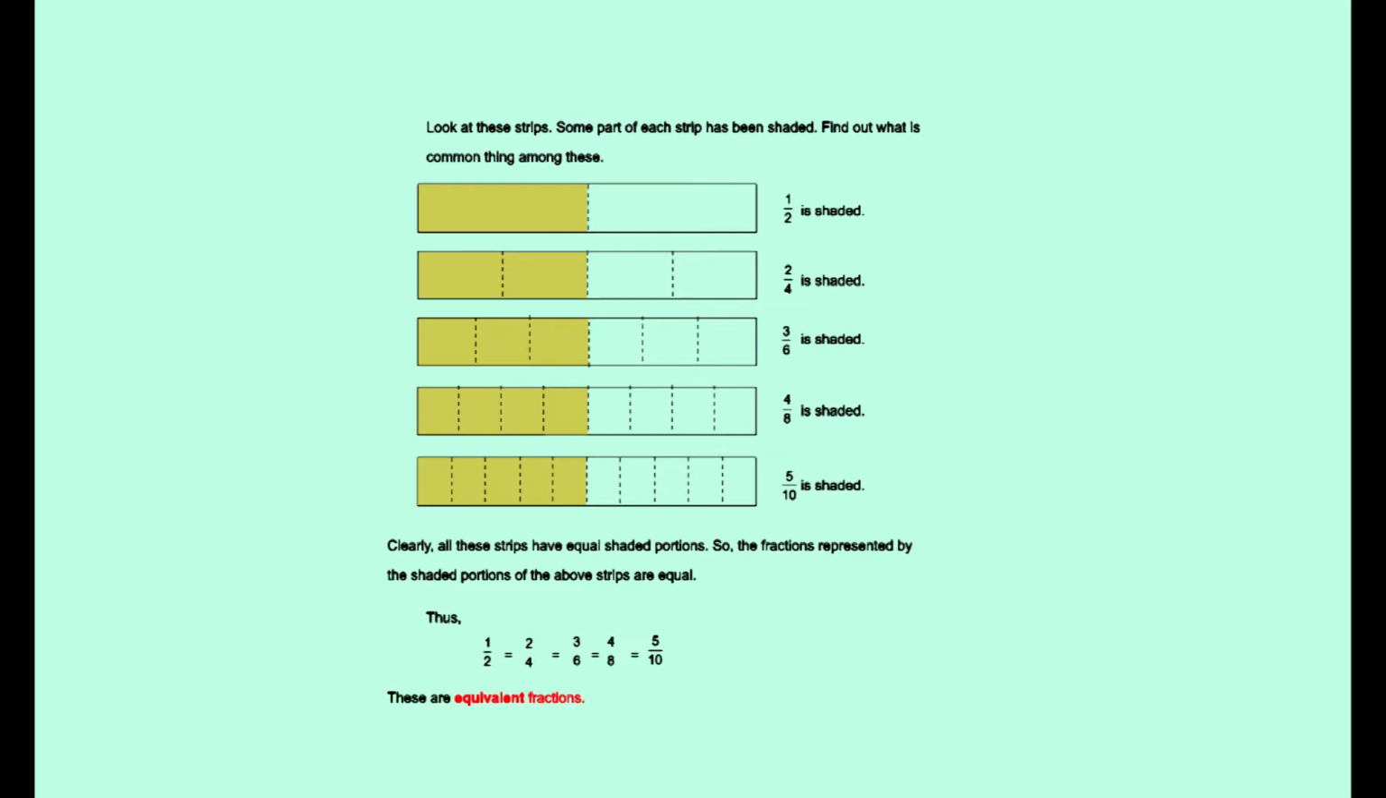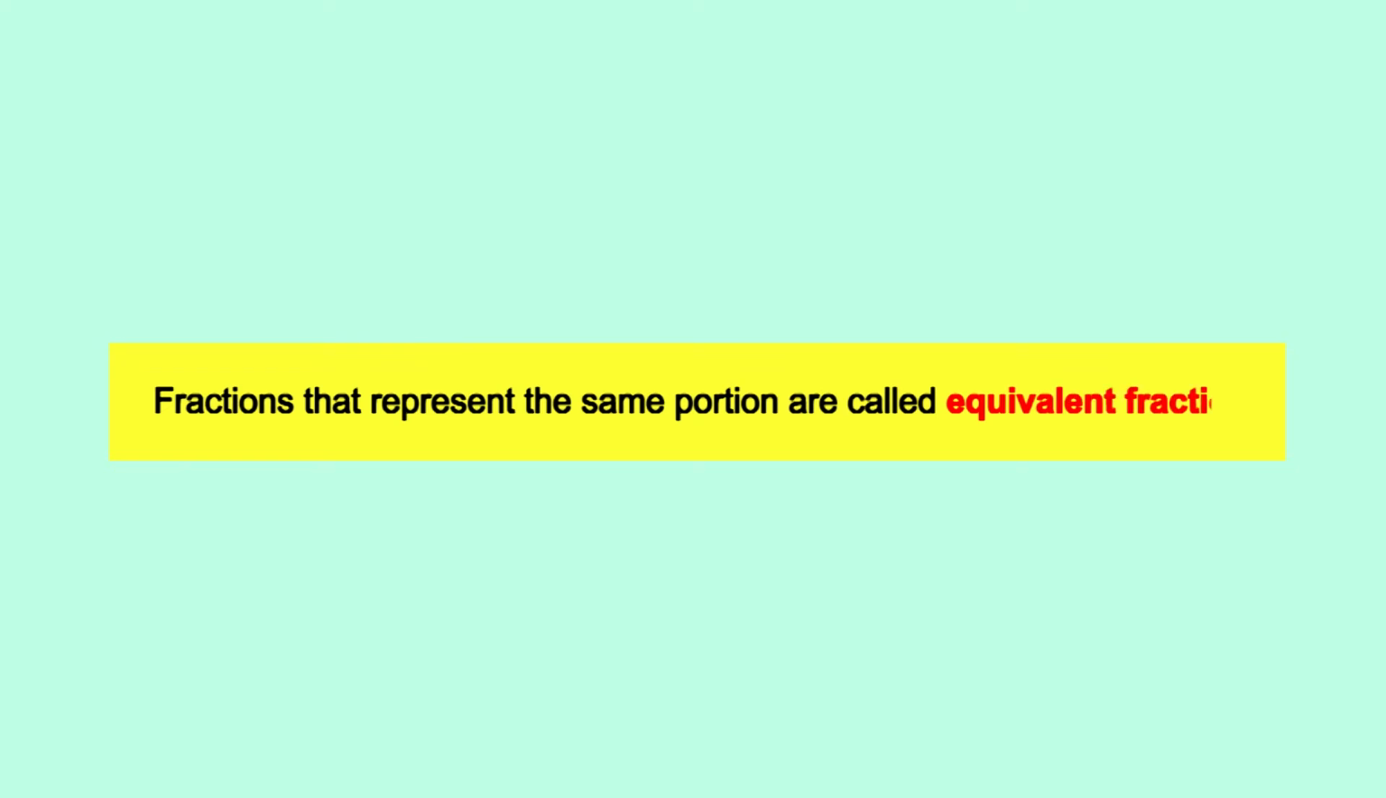Clearly, all these strips have equal shaded portions, so the fractions represented by the shaded portions of the above strips are equal. Thus, 1 by 2 is equal to 2 by 4 is equal to 3 by 6 is equal to 4 by 8 is equal to 5 by 10. These are equivalent fractions. Fractions that represent the same portion are called equivalent fractions.